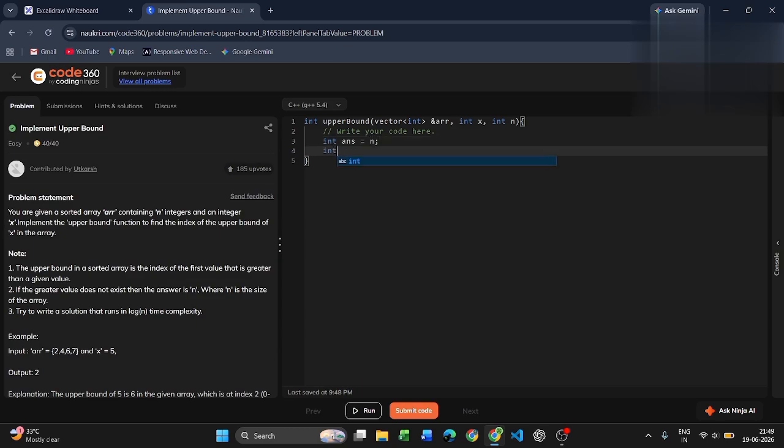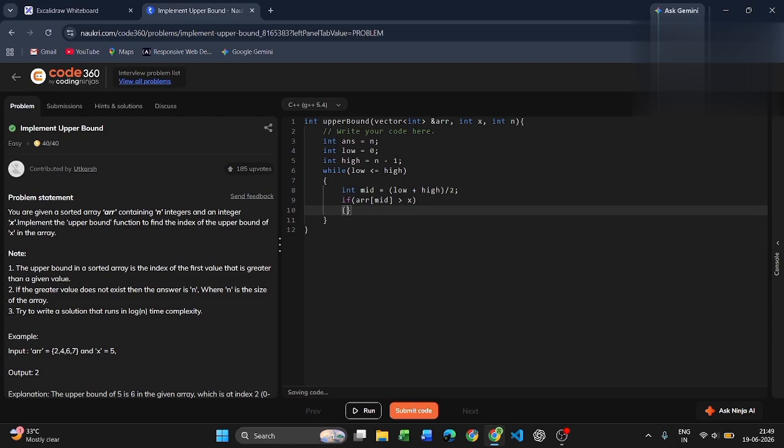After that, we would take our low pointer at the 0th index and we would take our high pointer at the last element. After that, we would simply apply our binary search as usual. We would calculate the mid, which is equal to low plus high divided by 2. After that, we would check the condition for the upper bound, that is, if array of mid is greater than x or not. If it is, then we can store the answer as mid and we would trim down the search space to get the minimum element possible.